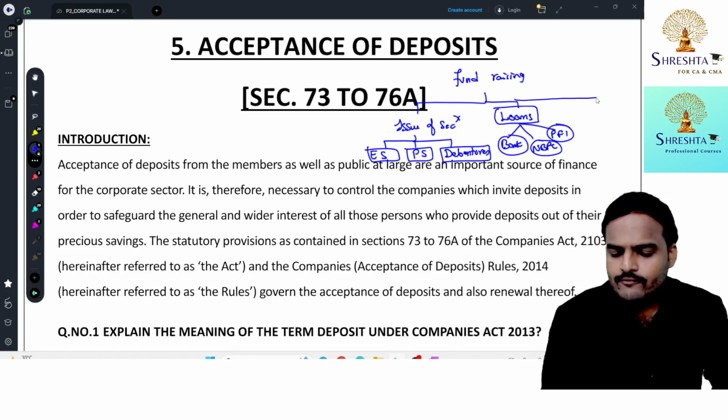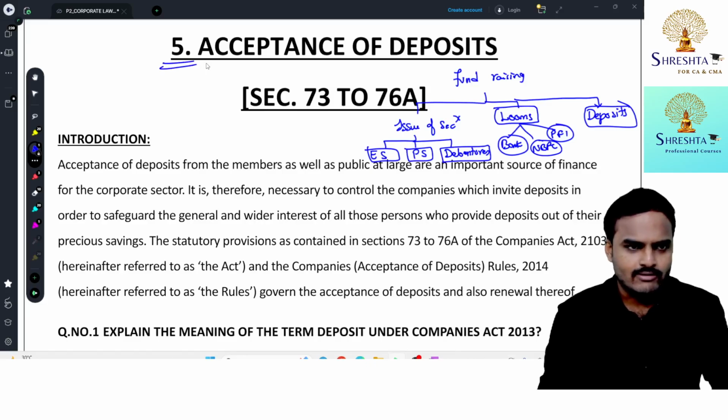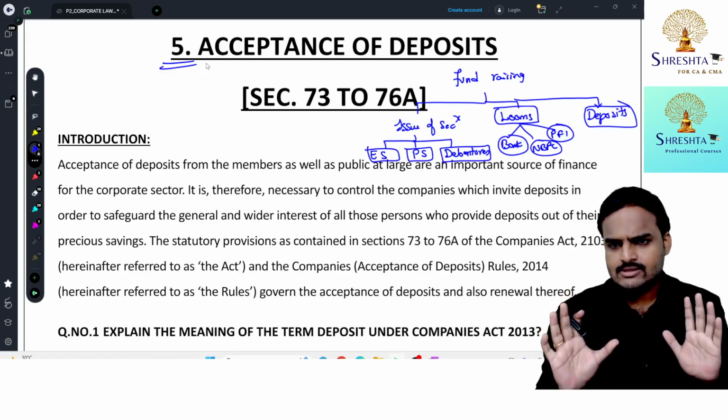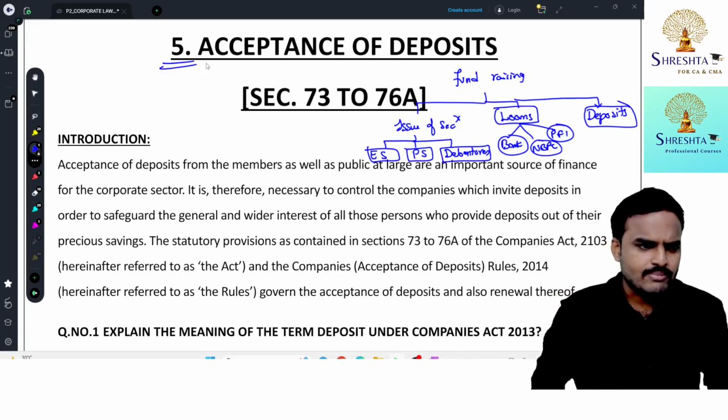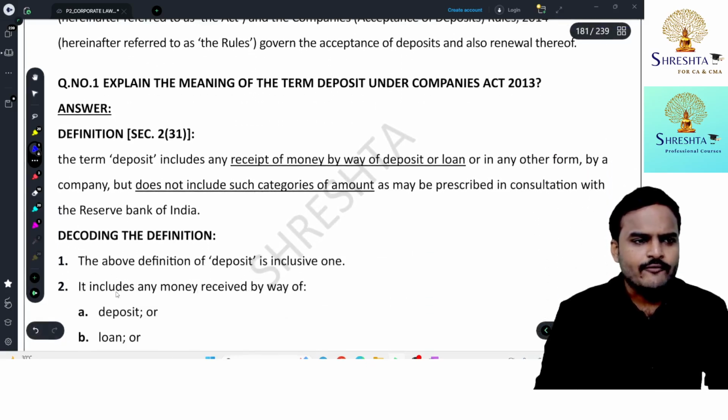And one more source of raising funds is deposits. The provisions related to deposits are governed by Chapter 5. Chapter 5 governs the provisions related to the acceptance of deposits by companies. So that's the introduction part. Now coming to question number 1, definition.